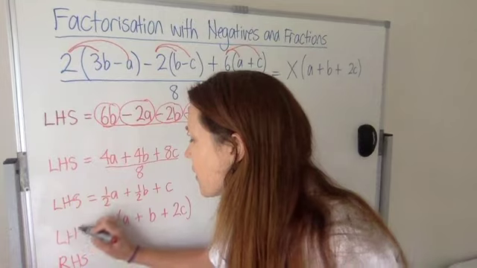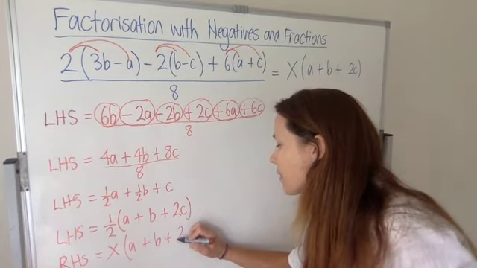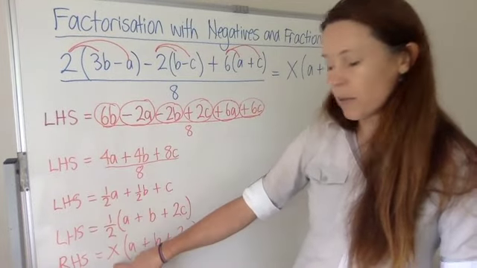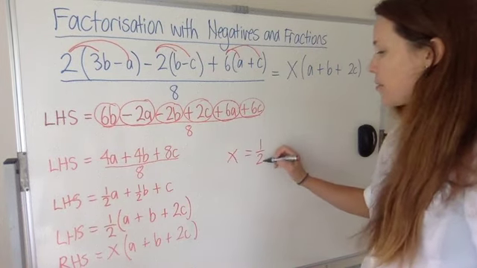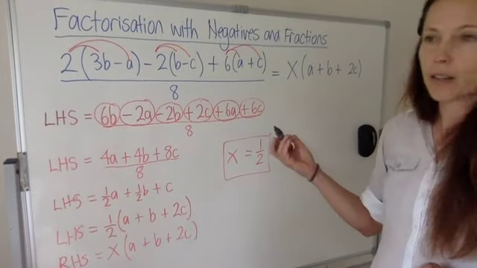This was the left-hand side, and the right-hand side looks exactly the same. The only difference being that the left-hand side had a half out the front and the right-hand side had an x, so x is equal to a half. And that's your answer. Now with questions like this, a few tricks.